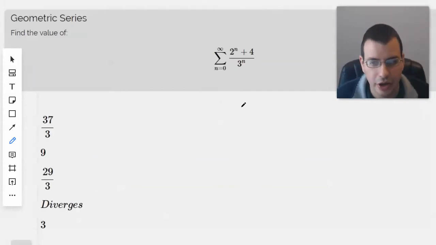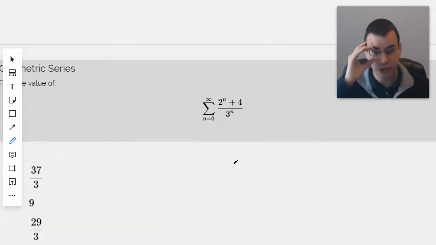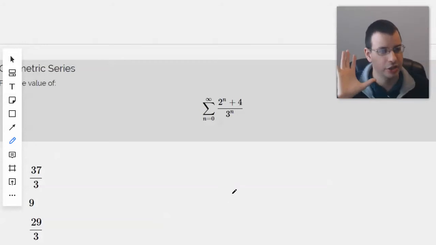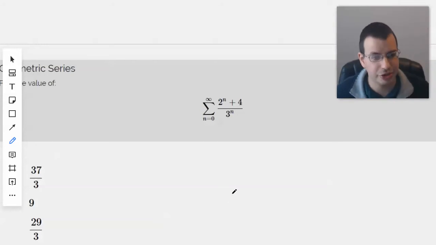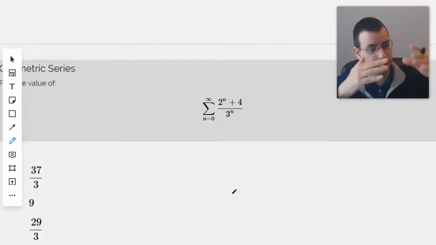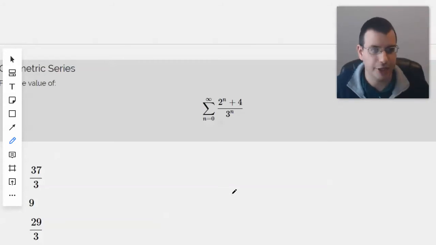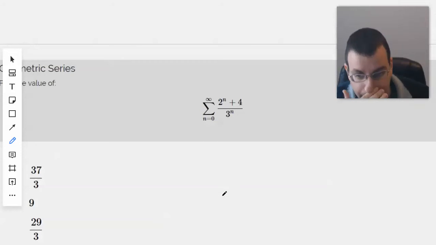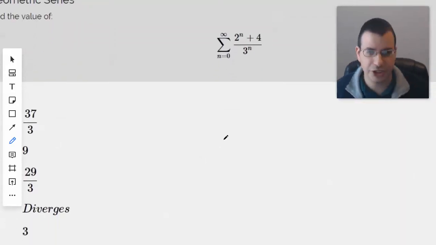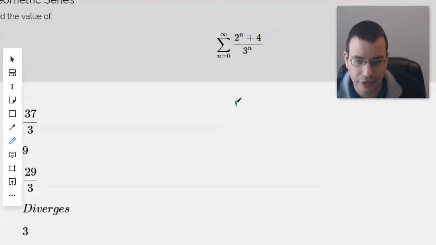Find the value of the summation from n equals 0 to infinity of (2 to the n plus 4) over 3 to the n. Okay, so this is a geometric series. The idea with a geometric series is you have a common ratio, an r, usually something that's below 1, that goes off to normally infinity, but not always, and not necessarily. So when you think geometric series, the first thing that should pop in your head is a formula.